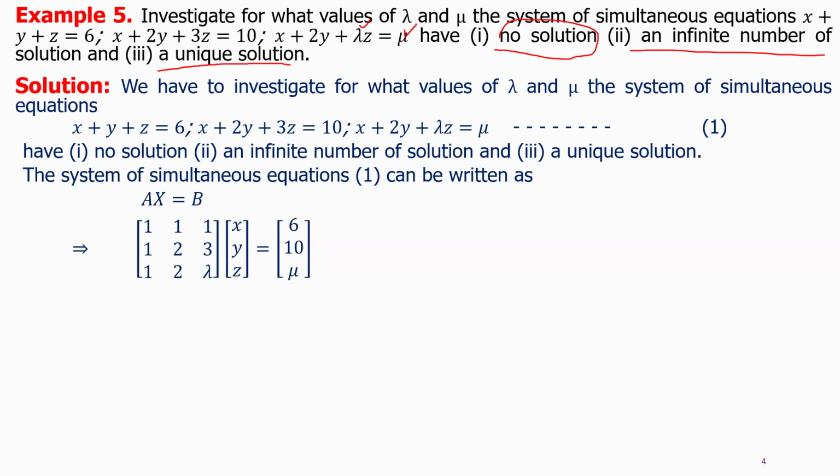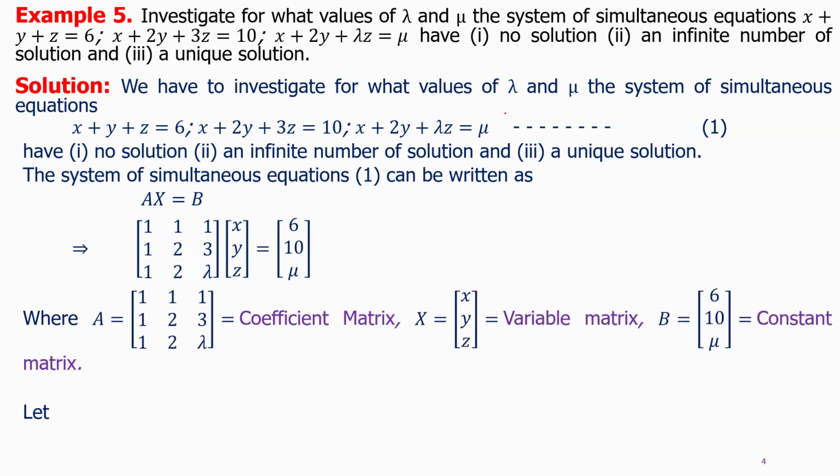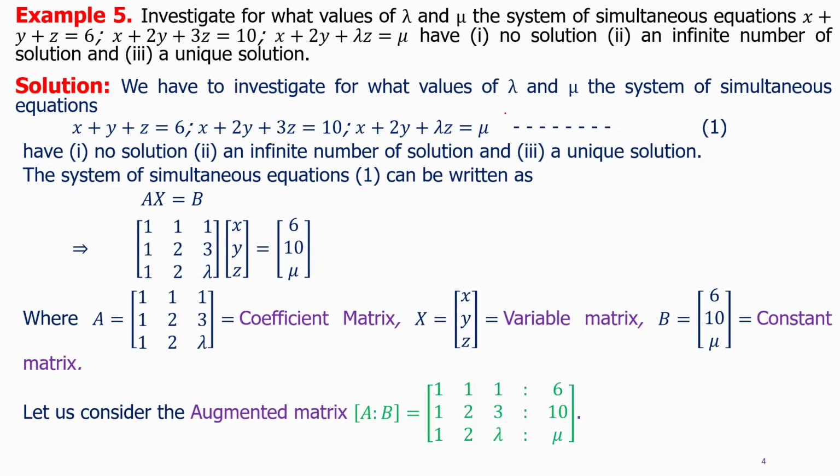A is the coefficient matrix of the system of linear equations. The coefficients of x, y, z in the first equation are 1, 1, 1. In the second equation, 1, 2, 3. In the third equation, 1, 2, lambda. And the constant matrix is 6, 10, and mu. Where A is the coefficient matrix, X is the variable matrix, and B is the constant matrix. Let us consider the augmented matrix.